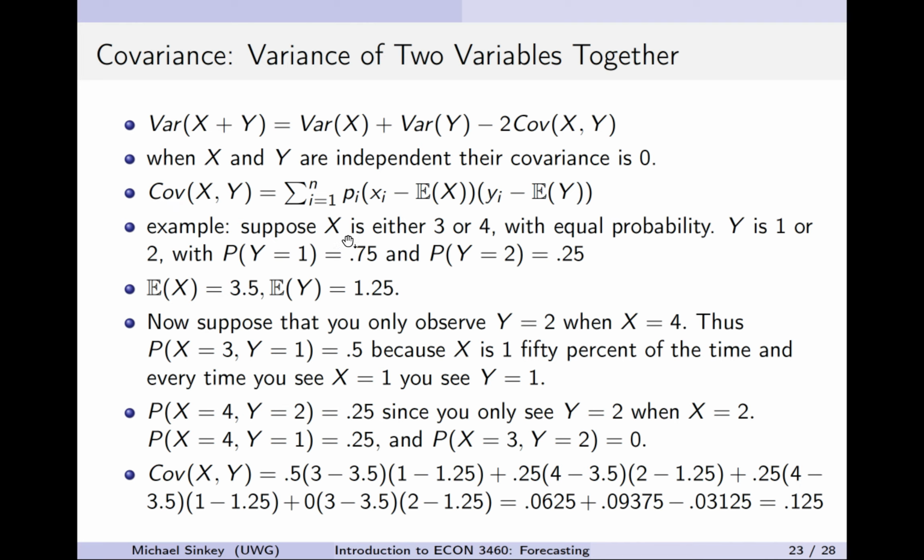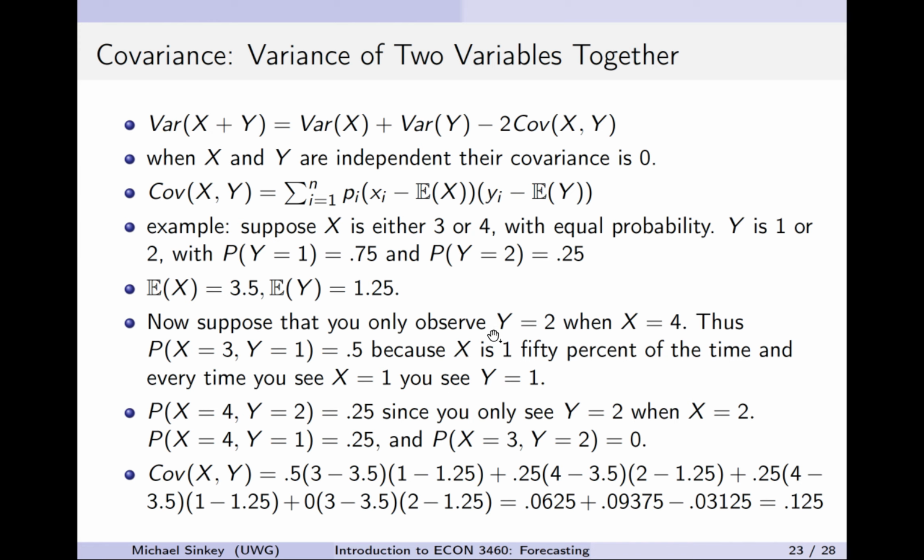Now, I have some probabilities associated with x and y, so I treat x and y as a pair together. I'm observing x and y simultaneously. So suppose that you only observe y equal 2 when x equal 4. So high season, both x and y are good. And then high season lasts a little longer for x than it does for y.